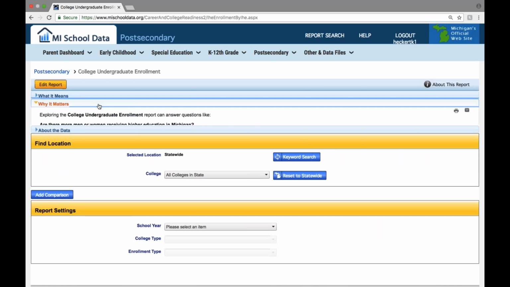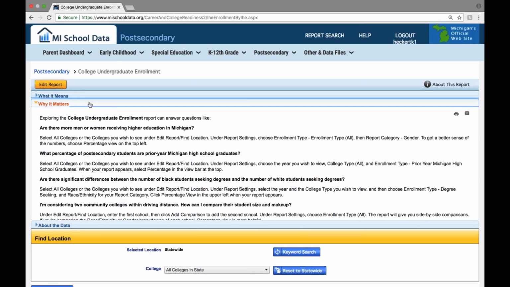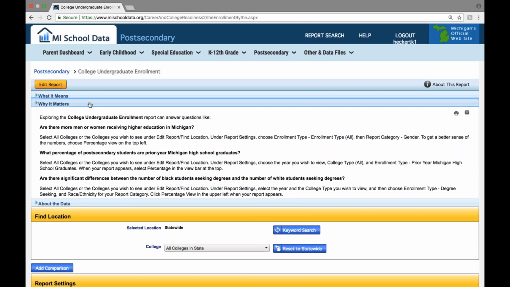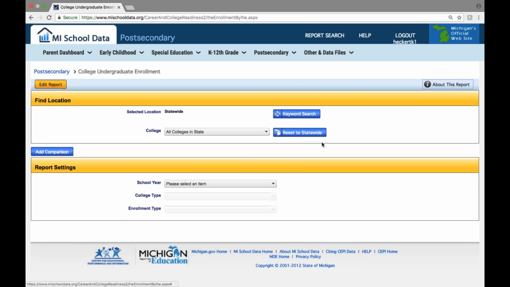Why it matters answers questions we've heard from our stakeholders, such as why this information is important. And About the Data is where you really start getting into the details of the report. So if there's a question like, what is an undergraduate? Those are things you would find in About the Data.